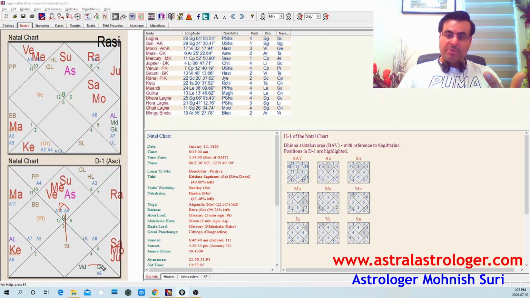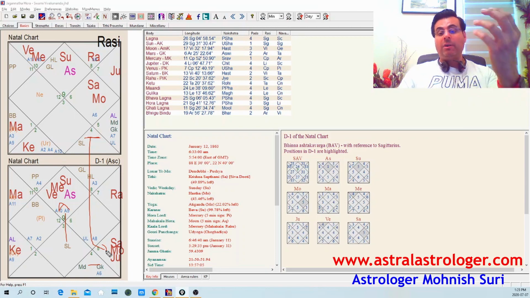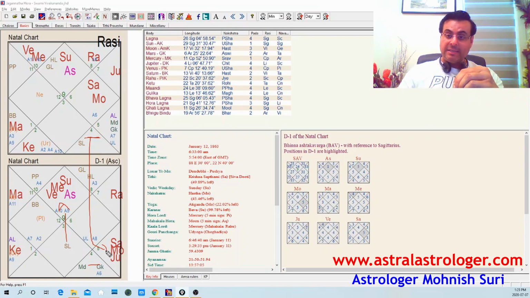Eighth house, the transformation, the pain. Where is the transformation going to come from? Where is the pain going to come from? It is Moon, and Moon is connected to the ninth house. So he will be transformed religiously, because the ninth house is the house of religion, spirituality. So his transformation of life, which is the eighth house, is connected to the ninth house.